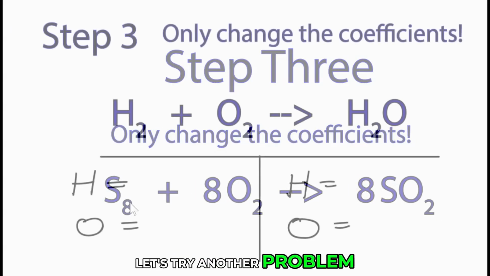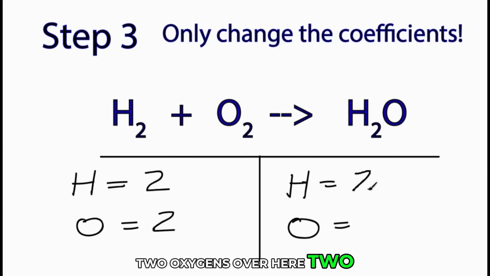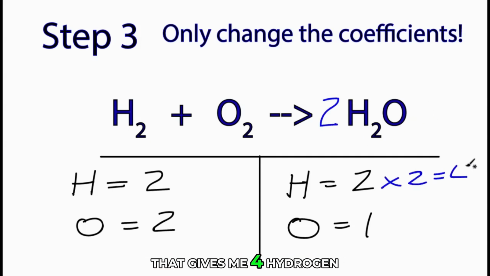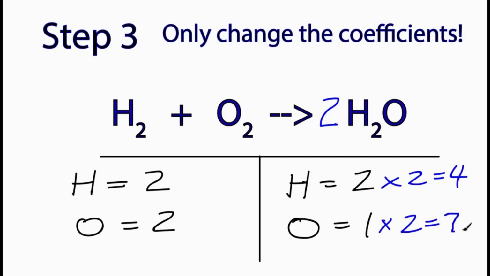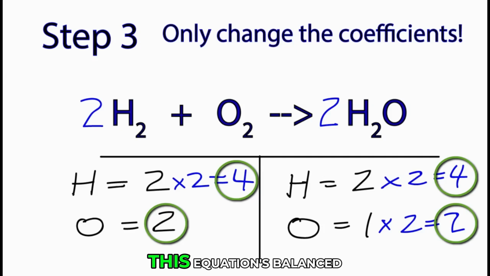Let's try another problem. So in this equation we have 2 hydrogens, 2 oxygens, over here 2 hydrogens, and 1 oxygen. How about, let's see, I'll put a 2 right here. So 2 times 2, that gives me 4 hydrogen, but 2 times the 1, and now, the atoms on each side of the equation are the same. This equation's balanced.